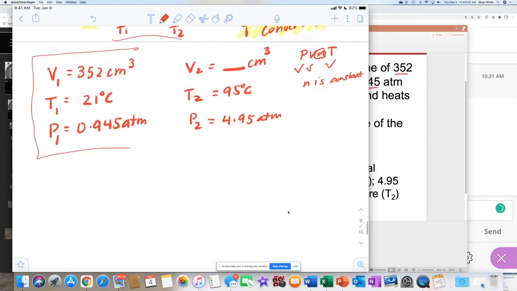So here's where I was telling you guys, normally for this, I'll just use the combined equation. You have to actually. But convert the temperature to Kelvin so you don't forget. How do I convert the temperature to Kelvin? We've done this before.